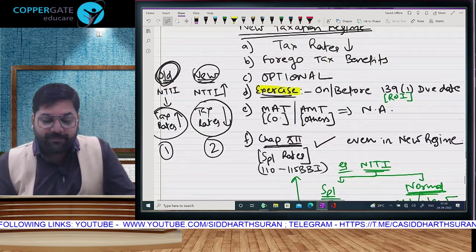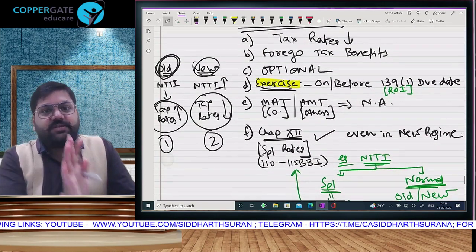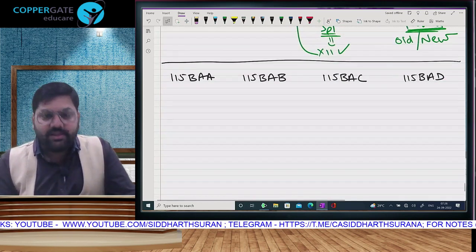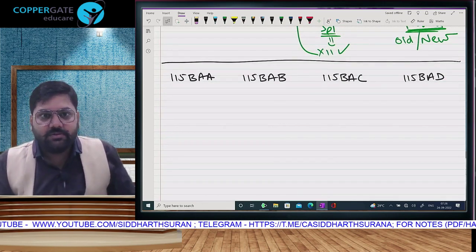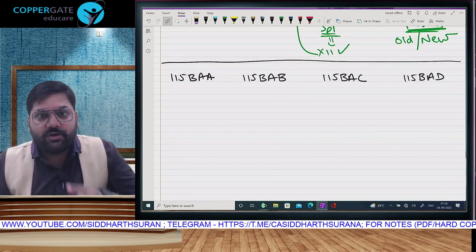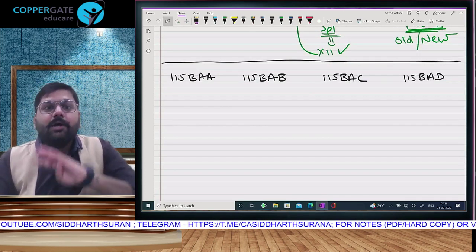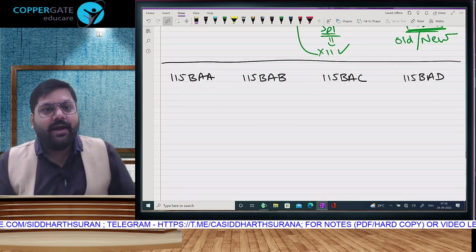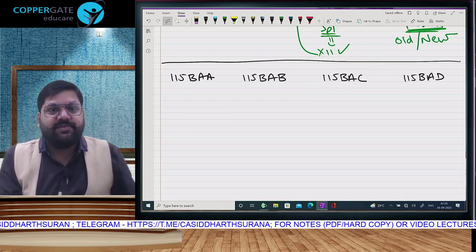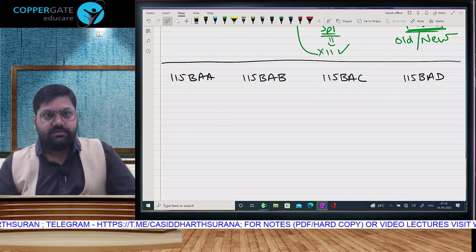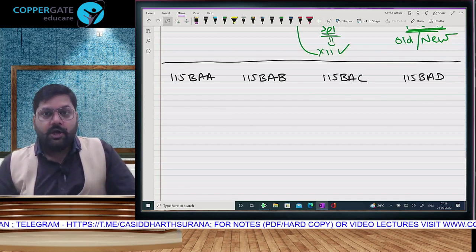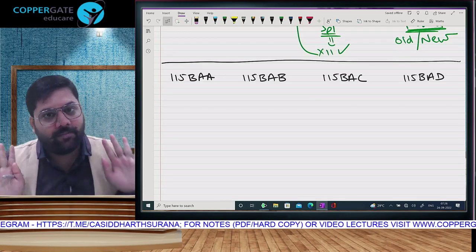But these are the common points. Because they are common points, we studied them separately. In all these 4 sections, tax rate will reduce, but forego tax benefits. Optional, before the due date of return filing, MAT AMT not applicable, special rates will apply, in all the 4 sections. So those 6 points which we have written are common. Is that clear?